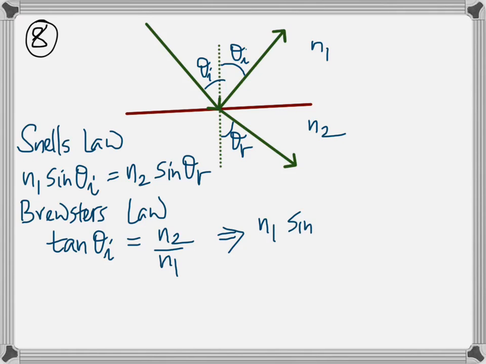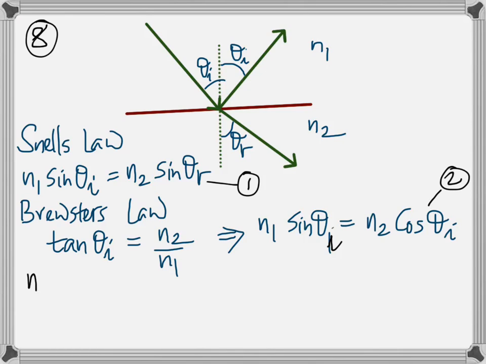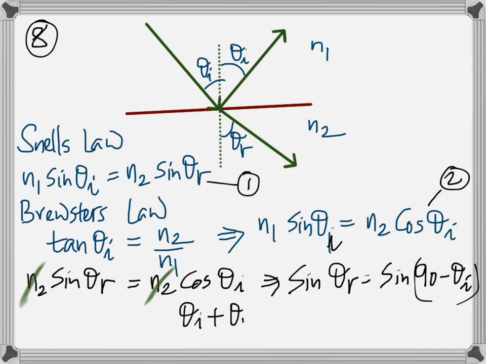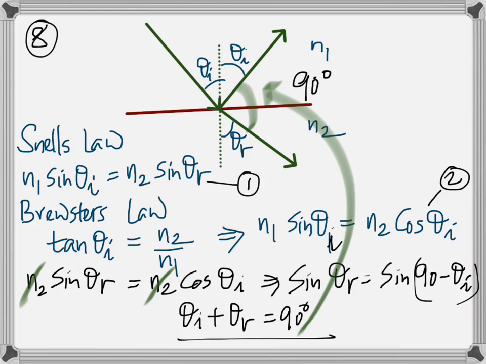So you know that tan is written as sine by cos, so take the cos to the other side, rearrange, you will get N1 sine theta I is equal to N2 cos theta I. Now look at equations 1 and 2. The left hand sides are equal, therefore the right hand sides must be equal. The N2's cancel out, and the cos on the right side can be written as sine of 90 minus that angle, because sine of 90 minus an angle is cos of the angle. Now you rearrange, you see that theta I plus theta R is 90 degrees.